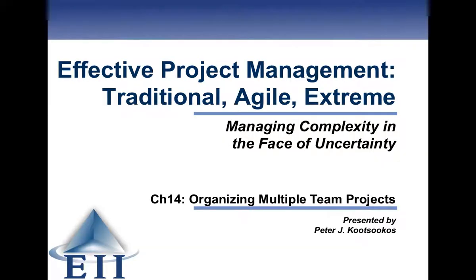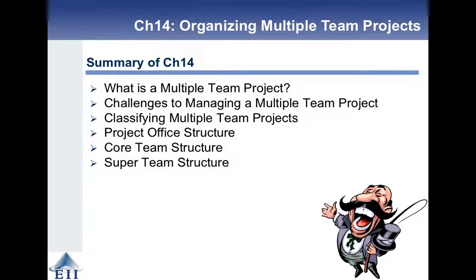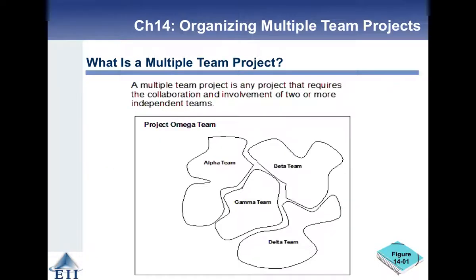Okay, this is SW321, SW421 Software Project Management at Fairfield University, and now I'm talking through Wysocki 7th edition, Chapter 14, Organizing Multiple Team Projects. So what is a multiple team project? What are the challenges? How do we classify them? Do we have a project office to support it? How do we have the core team support it? And what's the super team structure?